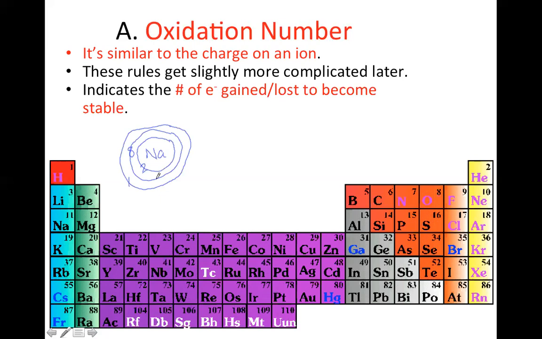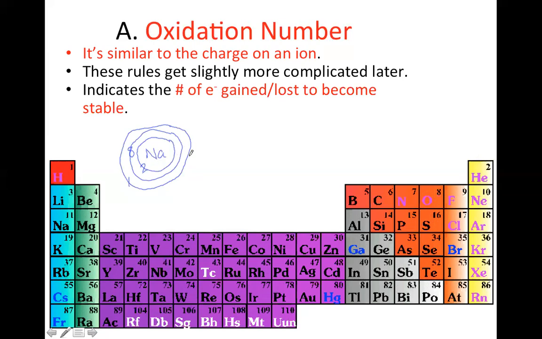So recall also, again, that our most stable group of elements are going to be the noble gas family over here on the far right side of the periodic table. And they're stable because they have those full outer energy levels. So they're going to have 8 valence electrons, of course, with helium being an exception and having 2 valence electrons. So let's look at sodium. It wants to be stable.